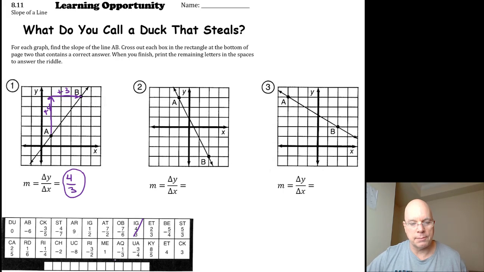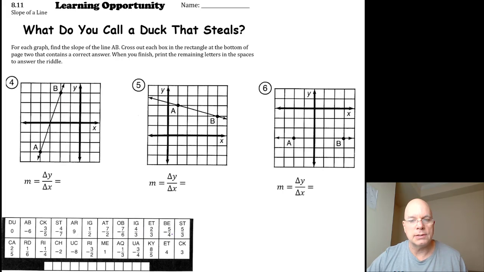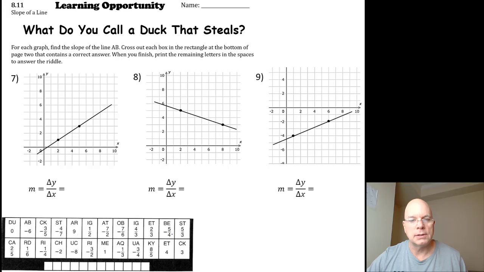I'm not going to do many, I'm just trying to get you started. You wouldn't answer the riddle, what do you call a duck that steals, until after you've crossed out the, I believe, 18 correct answers. Let's not do these, let's do one on one of these.